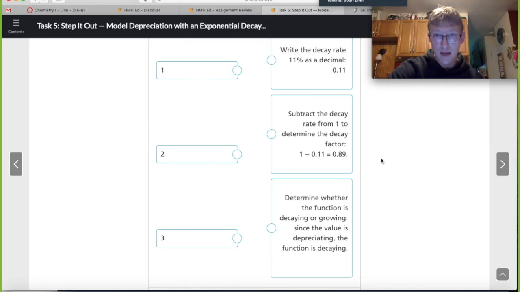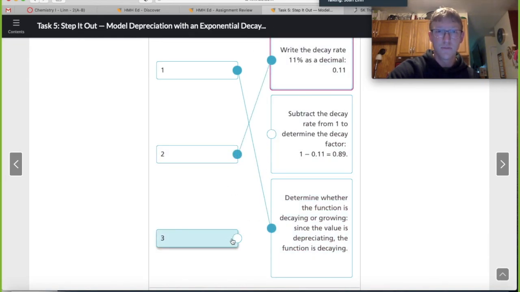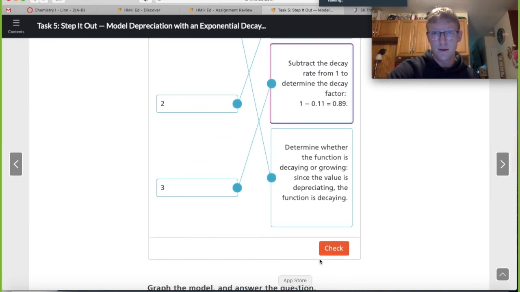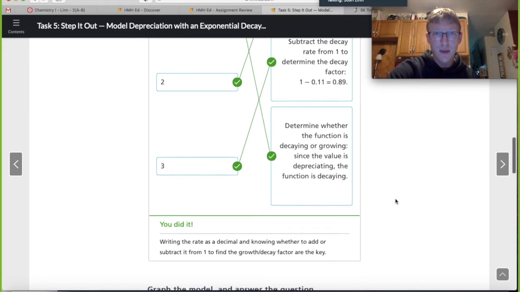But before that, so I just went through and read all of these. We should have probably determined whether the function is decaying or growing. Since the value is depreciating, the value is decaying. So that would be our first step. Our second step is write the decay rate as a decimal. And our third step is you plug it into the appropriate equation. Yay!